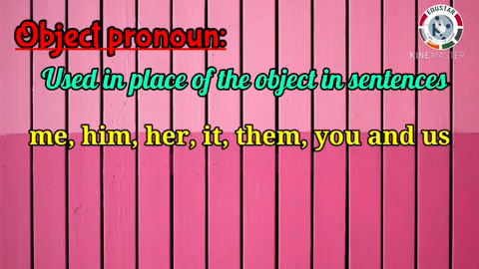Pronouns that are used in place of the object of the sentence are called object pronouns. For example, me, him, her, it, them, you, and us are object pronouns. They come in place of the object in the sentence.